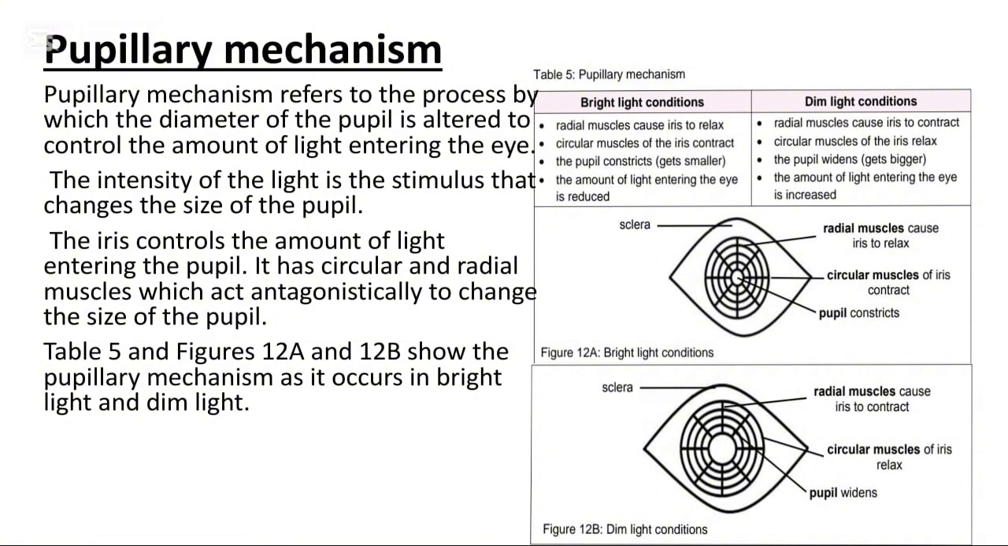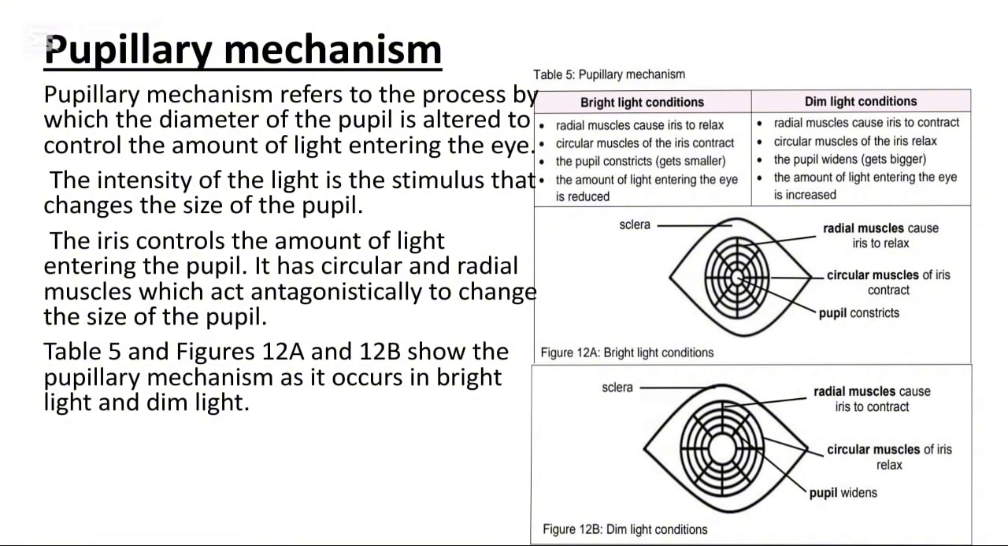It has circular and radial muscles which act antagonistically to change the size of the pupil. Table 5 and figures 12a and 12b show the pupillary mechanism as it occurs in bright light and dim light. The parts involved during pupillary mechanism are the radial muscles, circular muscles, and the pupil.